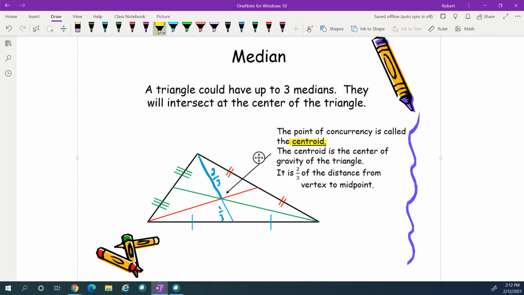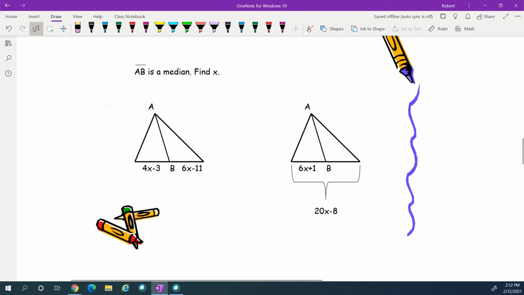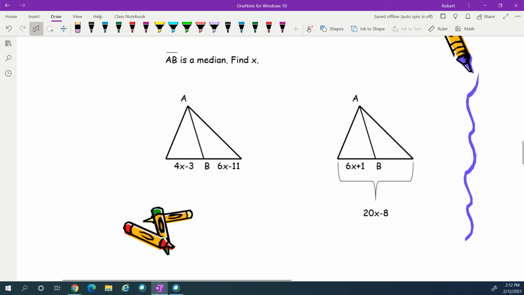So again, some vocabulary that comes up that we can do some practice with. A median goes from the vertex to the midpoint. And our centroid is 2/3 of the way along the median. That's it. We go right to practice. It's just a definition that we have to be familiar with.